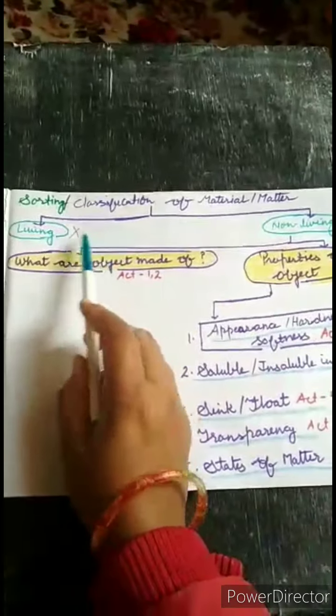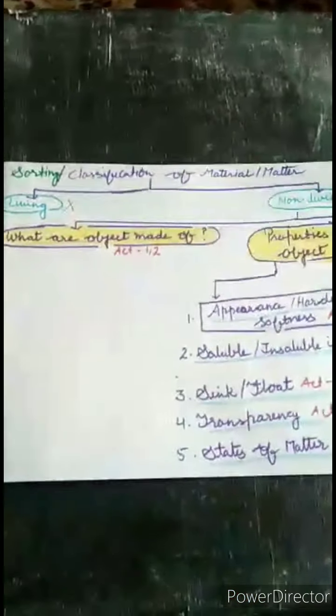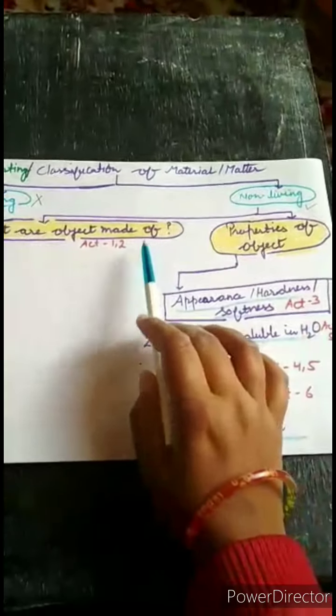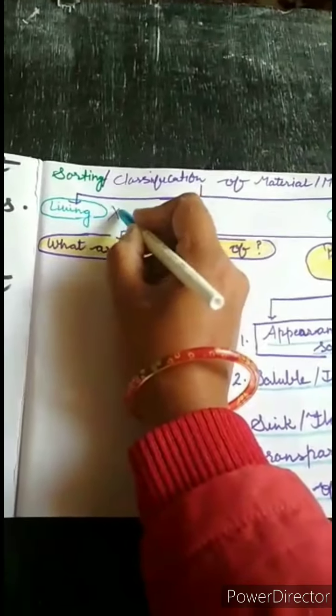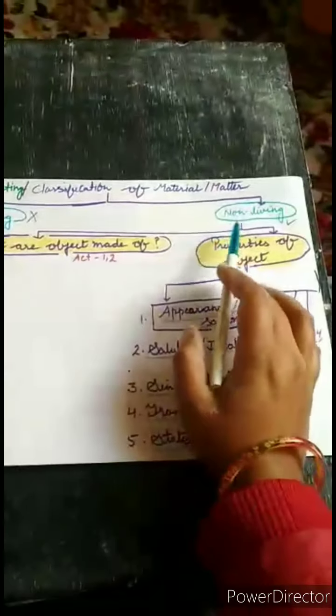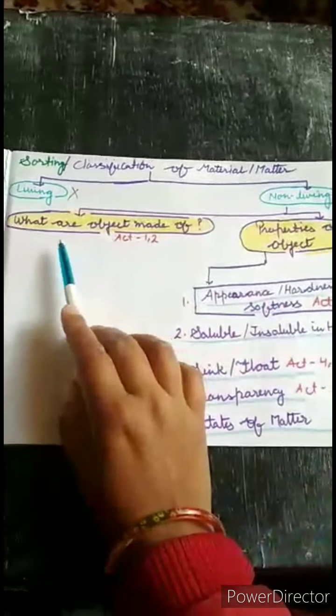In chapter number 4 you will learn only the classification of non-living thing. Okay, not the classification of living things. Classification of non-living thing can be done under two headings.